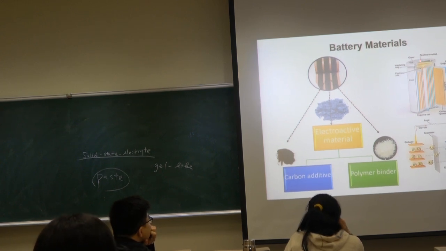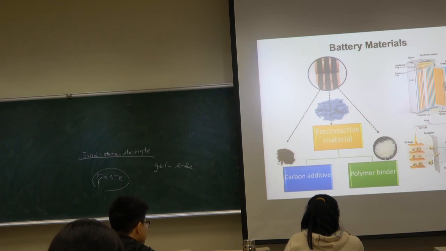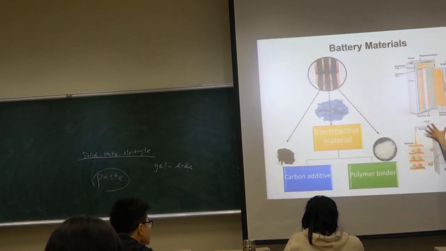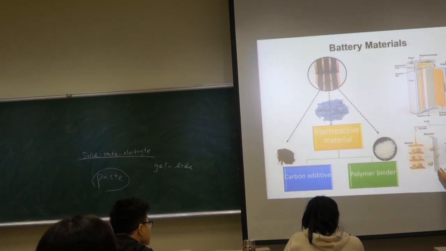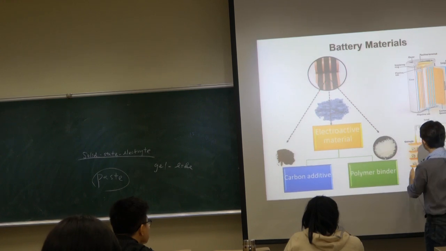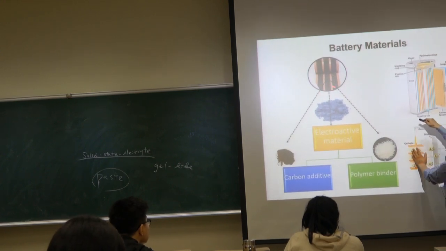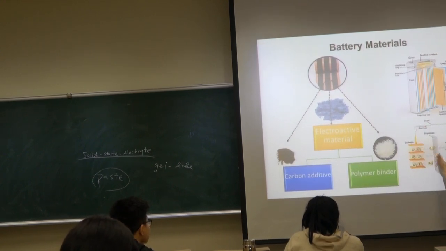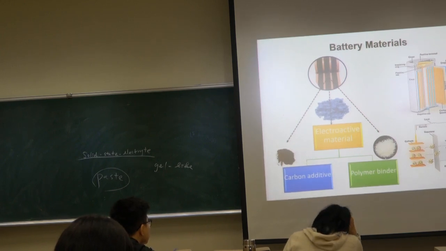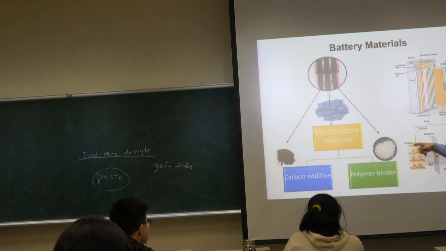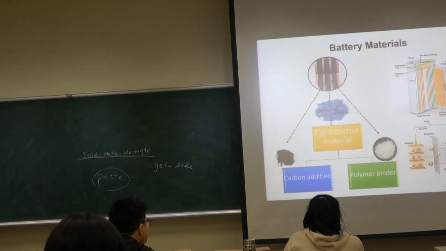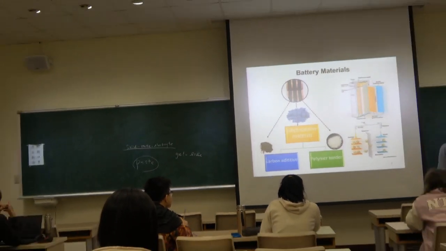So you can get the packaging. Okay, package that. So the inside structure always looks like that. You have the separator, and one side cathode, another side anode, and pack together. So this is the anode connect, cathode connect to the external load.